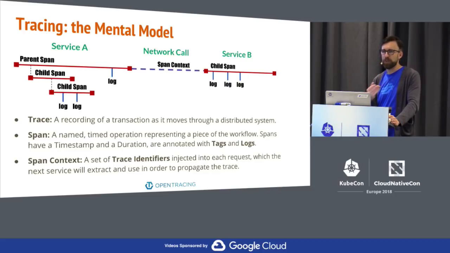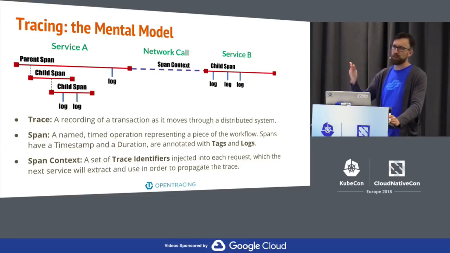So for instance, for a database call, the log might log when the query actually got fully sent over the wire, when the first byte came back from the database, maybe log the certain number of rows that come back, and then log once more when the whole thing is done. It's a way of telling detailed stories about what happens during the life of a span.